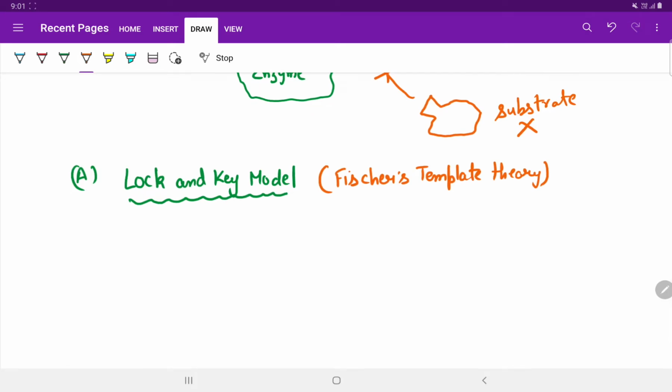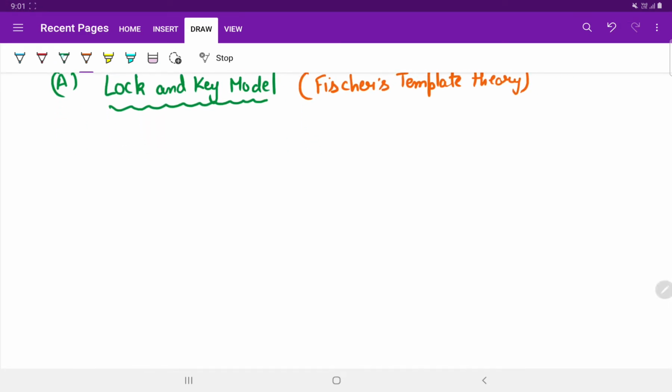According to this model, the structure or conformation of the enzyme is rigid. The substrate fits to the binding site known as the active site, just as the key fits into a proper lock or hand into the proper glove. So, to understand this, let us draw the structure of an enzyme here.